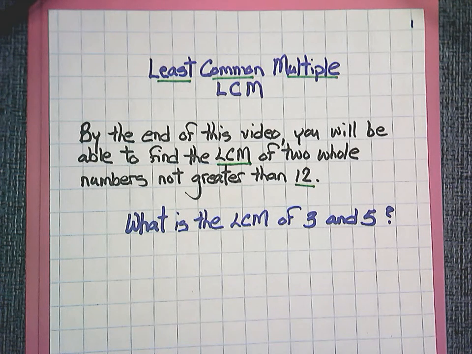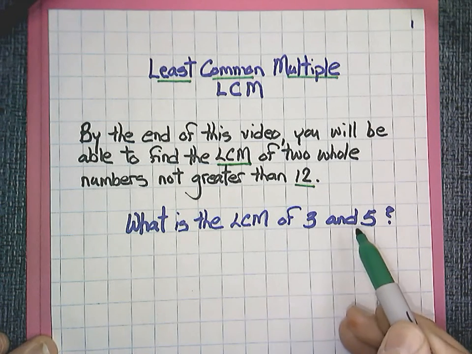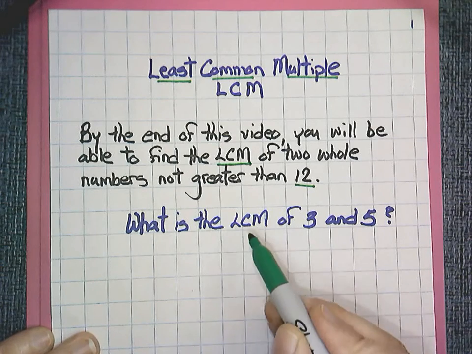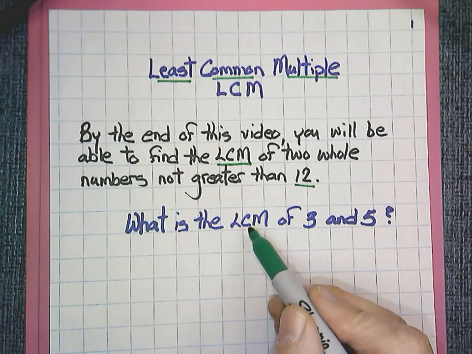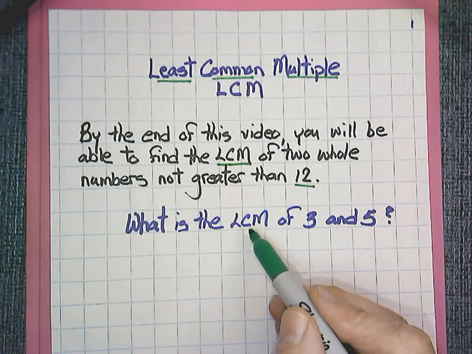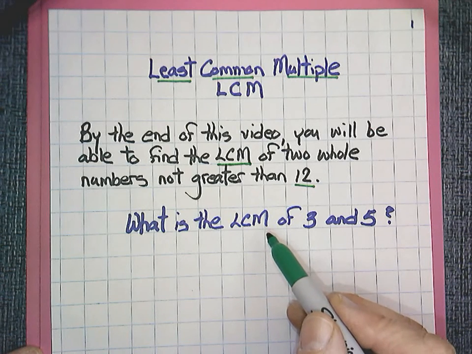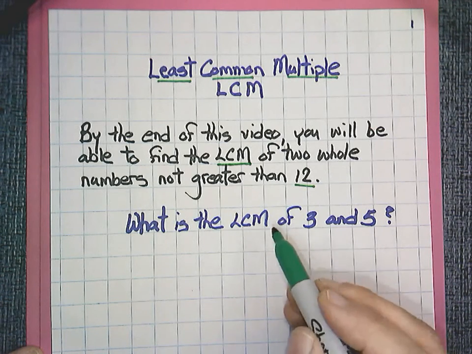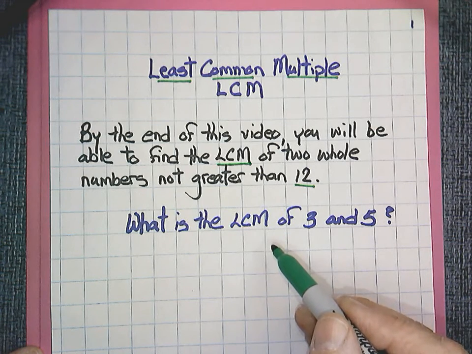What is the least common multiple of 3 and 5? Well, least means smallest. The C stands for common, which means the same, and we'll get into that more later. And M stands for multiple. Multiple means that when you multiply, you get a product. And multiples and products are kind of like the same thing.